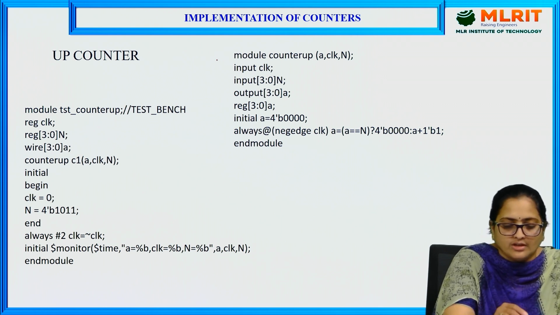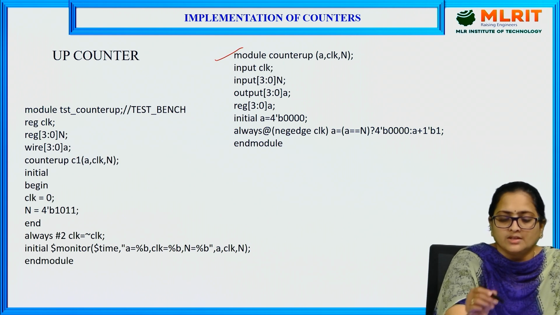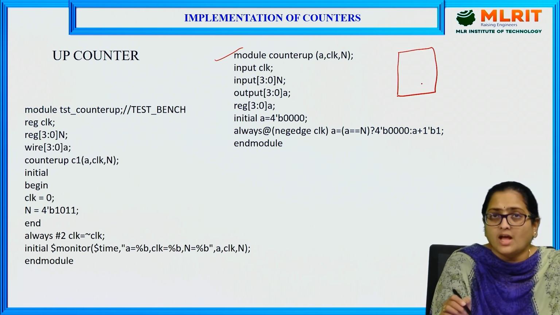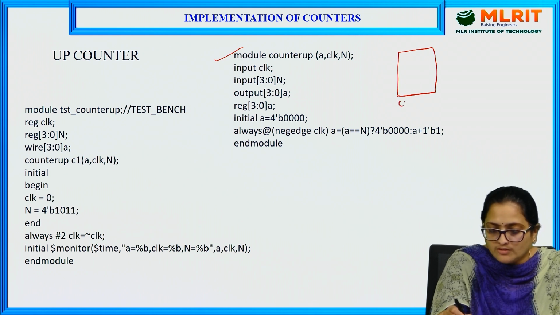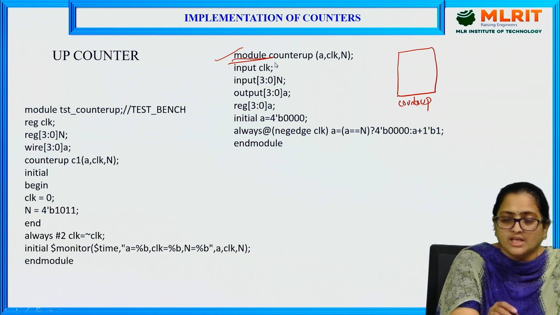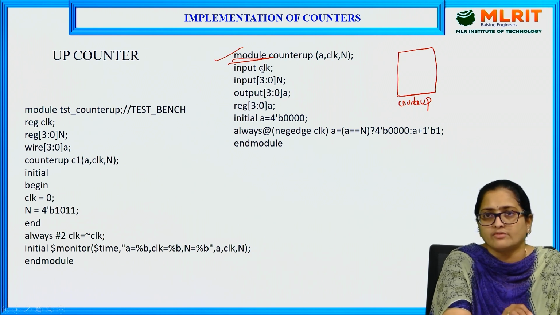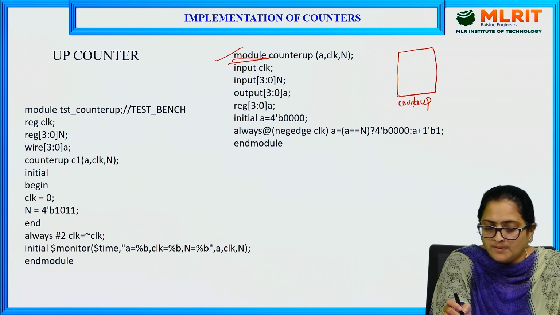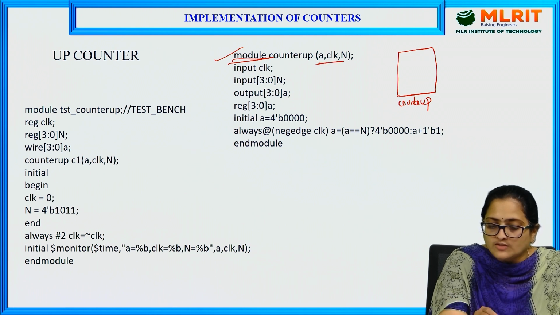Here I have written a module for the up counter. So, already this is a module, and this module is given with the name called counter up. This module is a keyword which signifies the starting of the program. So, module counter up has a port list of A, N, clock. But we need to specify what are the input ports and what are the output ports.